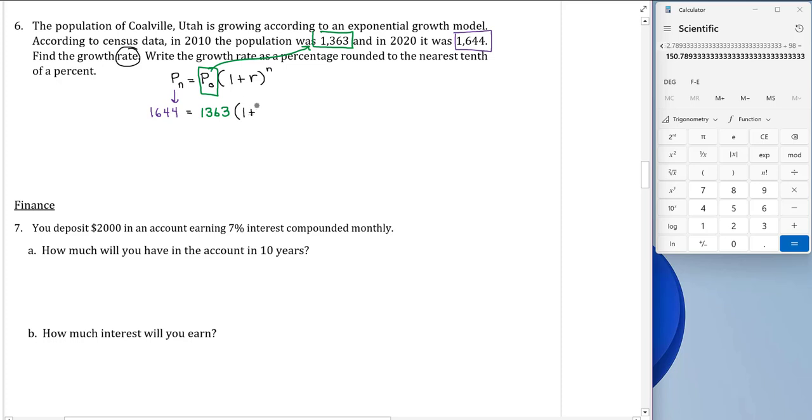I don't know the rate. They didn't give me any percentage. In fact, that's what I'm trying to find. And then I need to find n, by finding out how many years occurred between 2020 and 2010. So 10 years have passed, so that's my power. Let's go ahead and solve this equation. So to solve this equation, we're going to start by dividing by the 1363.